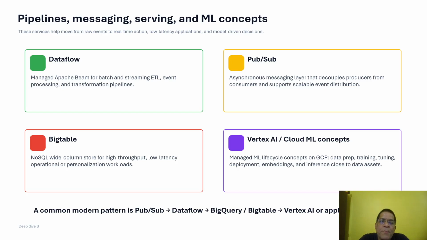Next is Pub/Sub, another platform, an asynchronous messaging layer that decouples producers from consumers and supports scalable event distribution. I want to say that the moment I get data in my storage, my query should automatically start and give me the result, like what the sales are. That is one small example of what a Pub/Sub platform will also be doing.